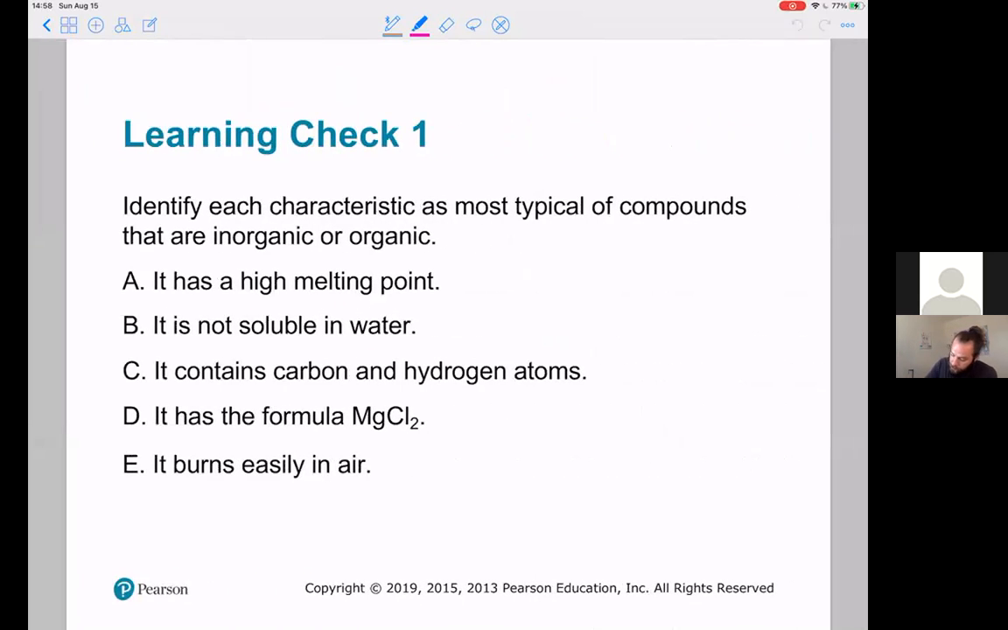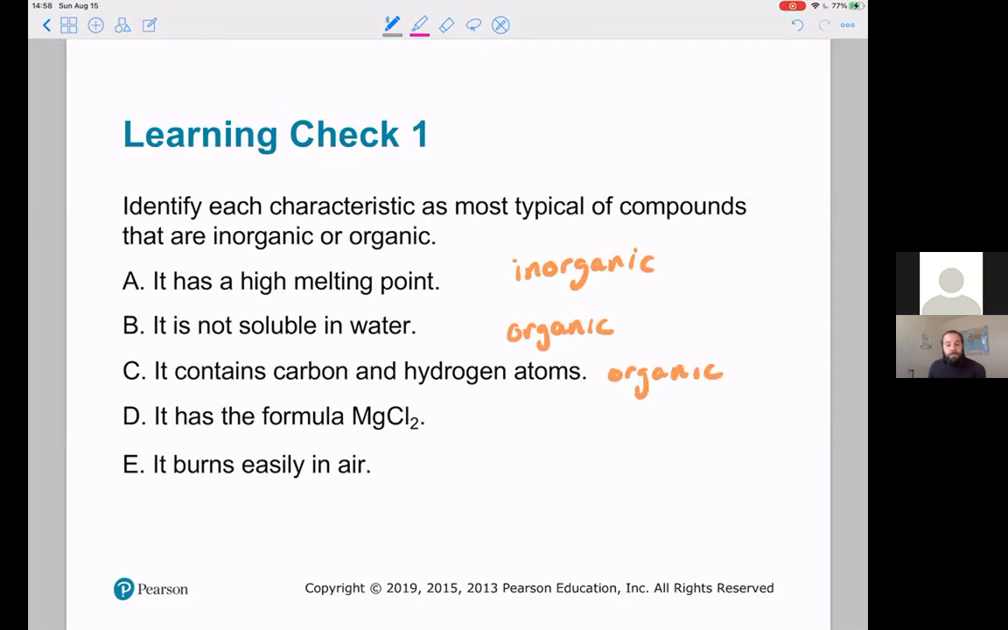Okay, so just a little learning point here. If we're going to categorize these as being organic or inorganic, everybody take a second and see if you can figure that out. Okay, so if it has a high melting point, what would that be? High melting point, we would expect that to be, oops, can't spell, inorganic. If it's not soluble in water, that would be our nonpolar organic. Contains carbons and hydrogens, well then it's definitely organic.